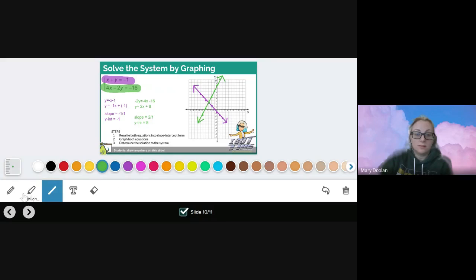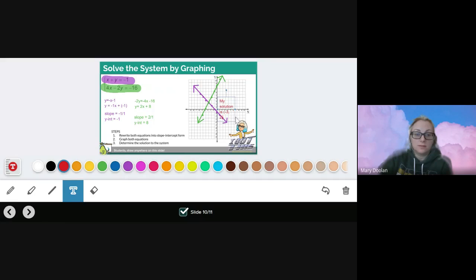And I can see that my solution, it lets me type. Okay, my solution is the ordered pair. Well, my x coordinate is -3, and my y coordinate is positive 2.